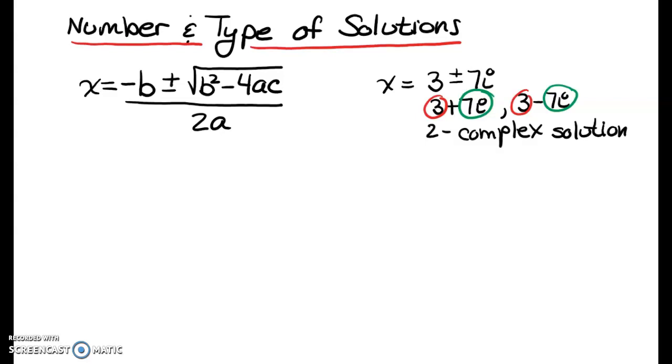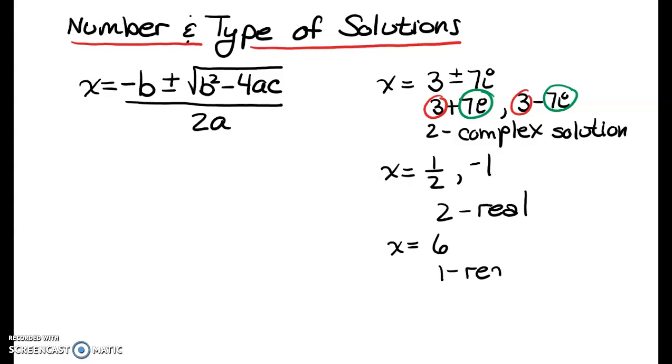I've also gotten problems that had solutions similar to this, where I have two solutions again, and they're both real solutions. I can find a half and I can find -1 on the number line. And then I've also had problems that looked like this, where I've gotten one solution and it's one real solution.